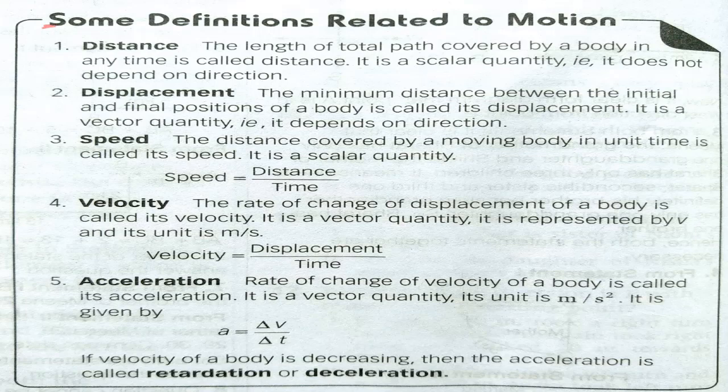Fifth one, acceleration. Rate of change of velocity of a body is called its acceleration. It is a vector quantity. Its unit is meter per second square. It is given by a is equal to del v by del t.